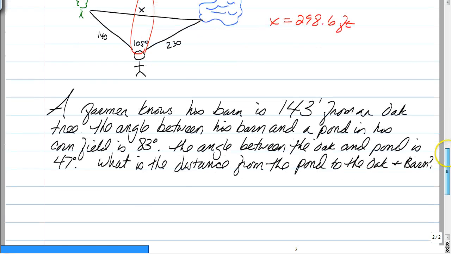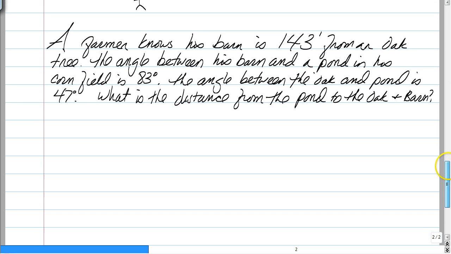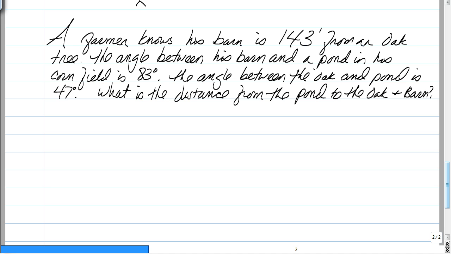All right, one more problem. It says a farmer knows that his barn is 243 feet from an oak tree, and the angle between his barn and a pond is 83 degrees. The angle between the oak and the pond is 47. What is the distance from the pond to the oak and the barn?